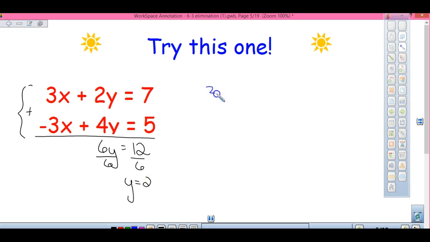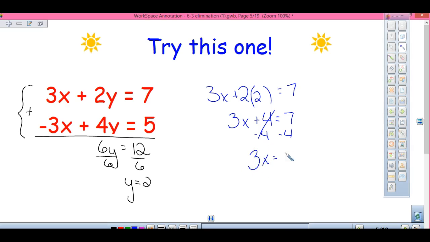Y. So 3x plus 2 times, what is my y? 2 equals 7. So 3x plus 4 equals 7. Now what? Minus 4. 3x equals 3. Divide by 3. X equals 1. Therefore, my solution is 1, comma 2.